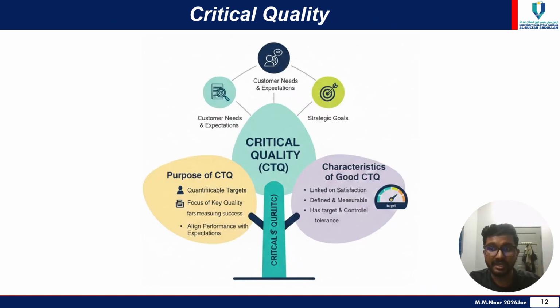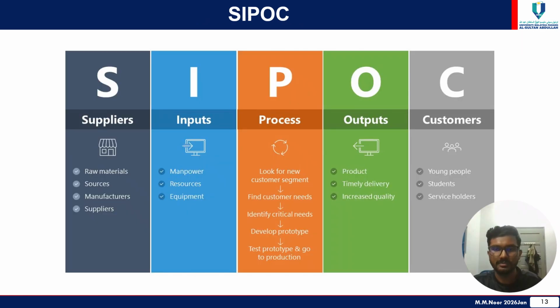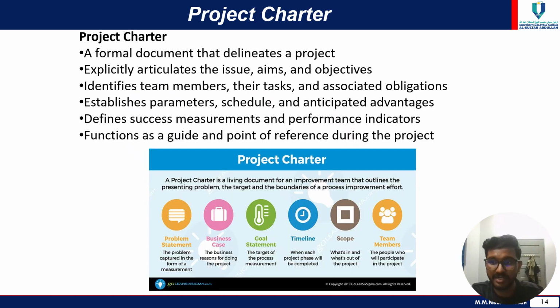Next is critical to quality. CTQ characteristics translate customer needs into measurable performance requirements. These metrics become the main focus during improvement and evaluation. Thirdly is SIPOC. SIPOC provides a high-level overview of the process. It helps teams understand suppliers, inputs, process steps, outputs, and customers, ensuring a shared understanding of the process. Next is the project charter. The project charter formally documents the problem statement, objectives, scope, timeline, and also team roles. It serves as a reference point throughout the DMAIC project to avoid scope creep.